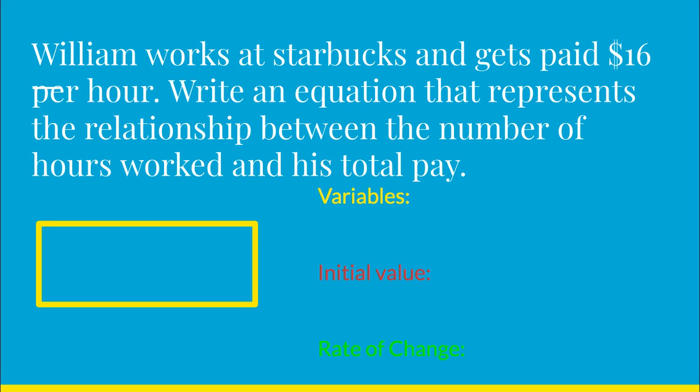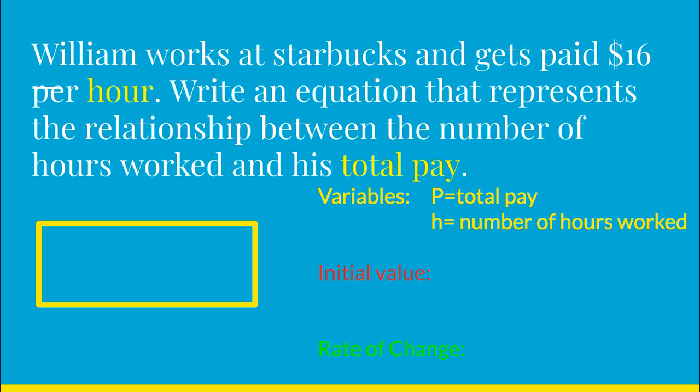William works at Starbucks and gets paid $16 per hour. Write an equation that represents the relationship between the number of hours worked and his total pay. So our variables here, they're asking us to look at his total pay. So we're going to use P equals total pay. And his pay depends on the number of hours he works. So H is going to equal the number of hours he works.